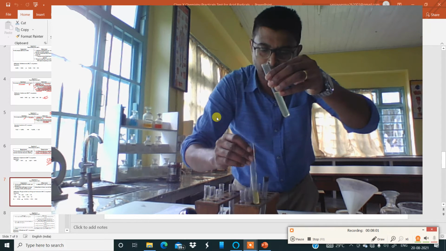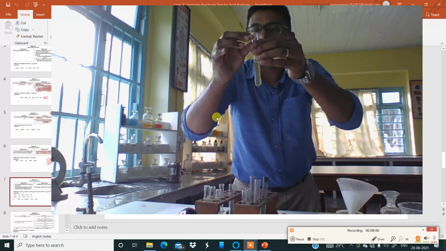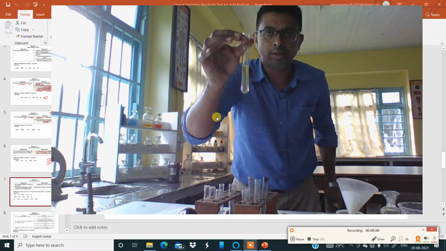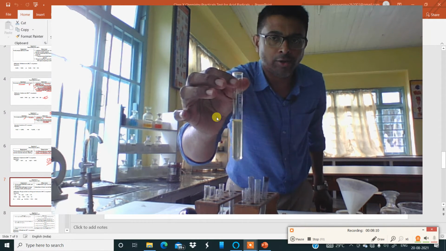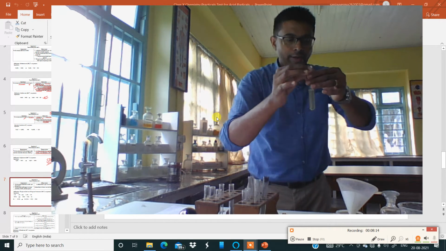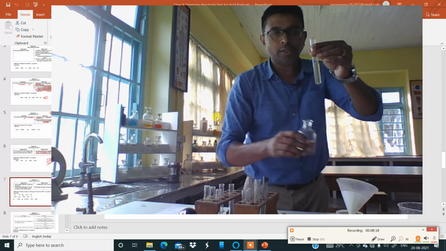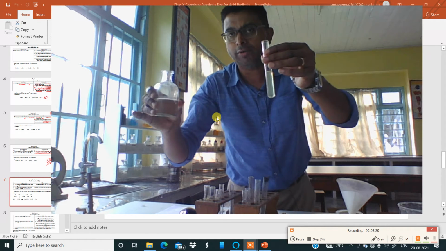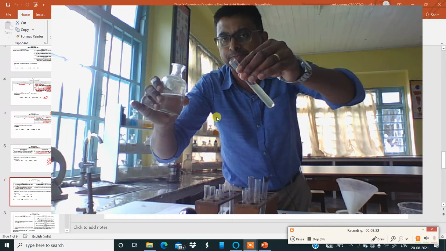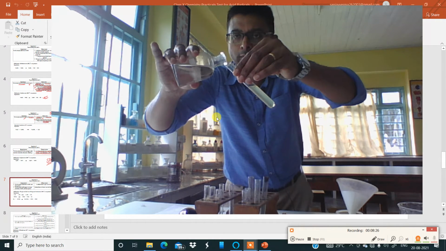Now after adding freshly prepared ferrous sulfate solution, I must not shake the test tube. It is still a clear solution. After the addition of ferrous sulfate, now very slowly I will add concentrated sulfuric acid, by tilting the test tube. I will tilt the test tube and then I will add concentrated sulfuric acid very slowly.